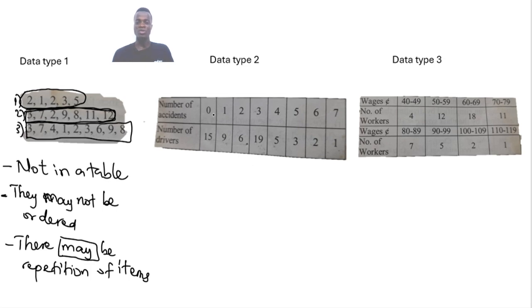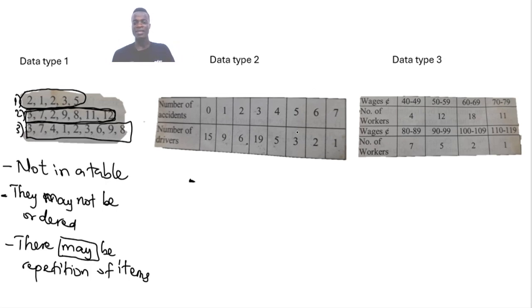Now, if you look at data type 2, it usually comes in a table. Sometimes the data may not be given to you in a table; you have to do the arrangement and put them in a table yourself, before you begin to analyze. We can also transform data type 1 to data type 2, but let's leave that here. We are just trying to identify data types for now.